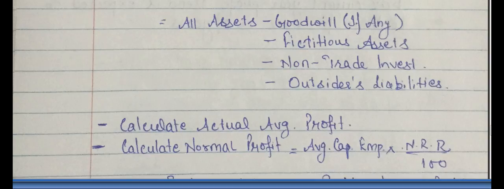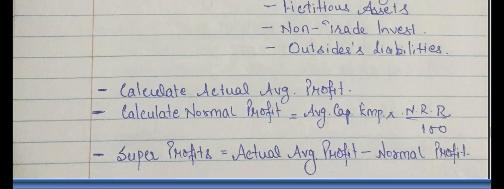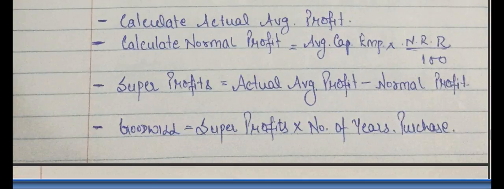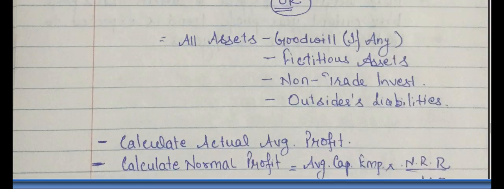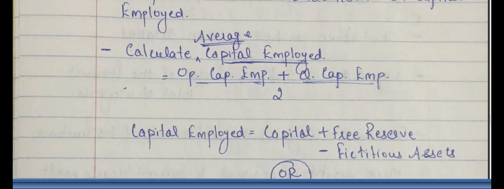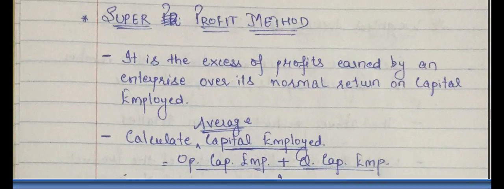Then we have to calculate the actual profits. First of all, we'll calculate normal profits. Normal profit is expected profit, that is average capital employed into normal rate of return. Then we will calculate the actual average profits and we'll calculate the super profits by subtracting them, and the goodwill is super profits into number of years purchase, right? Clear? This is the super profit method of valuation of goodwill. Now let's see some practical problems on this.